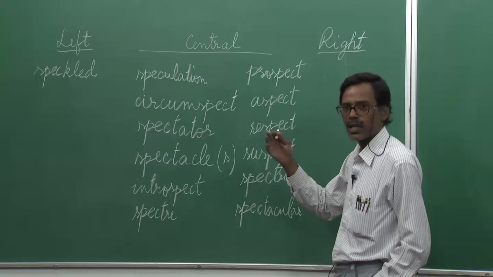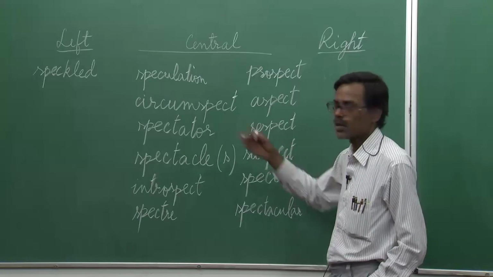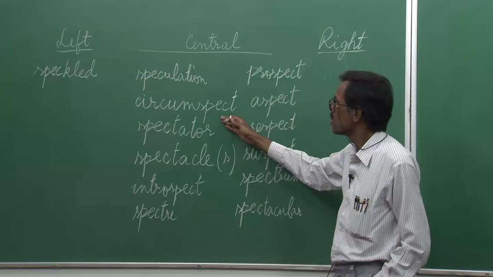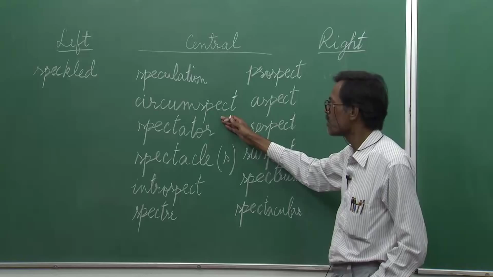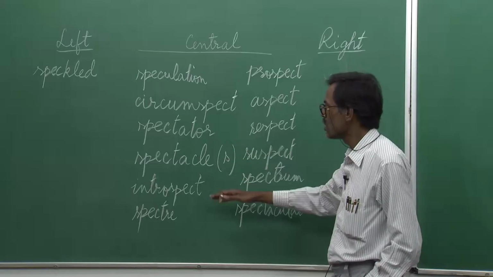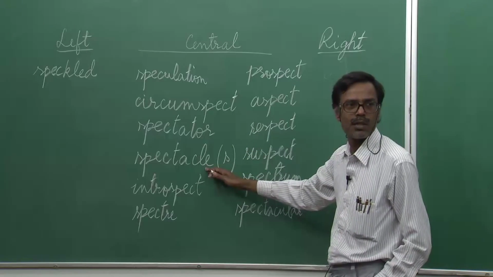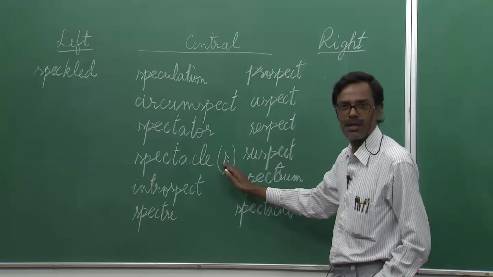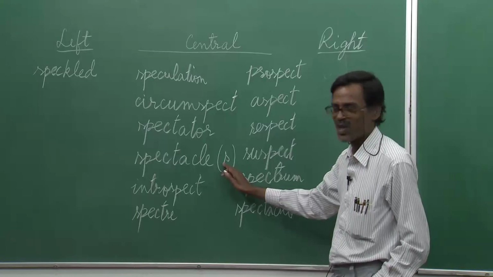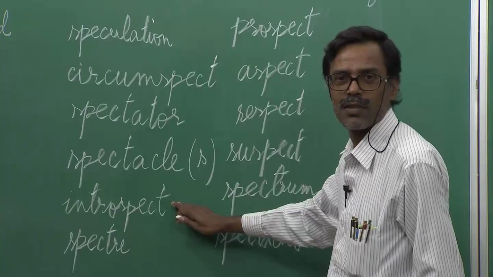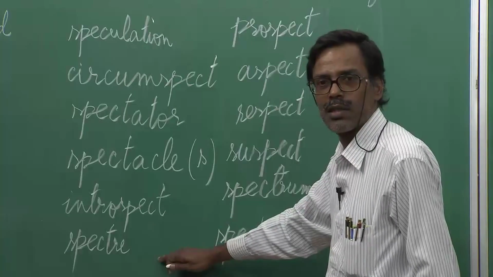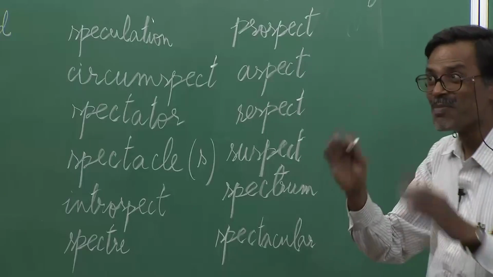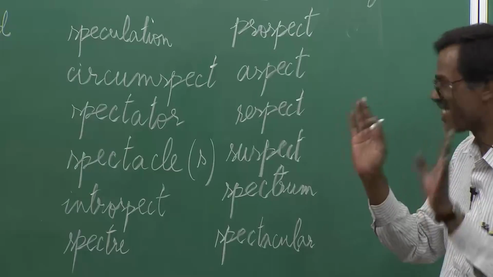Now quickly tell the parts of speech. Speculation, noun. Circumspect, adjective. Inspect, verb, primarily a verb. Spectator, noun. Spectacle, noun. Spectacles, what is the meaning? When you put that S, then it is glasses. Introspect, verb. Spectre, what is the meaning? Ghost, some vision which you see, yes.